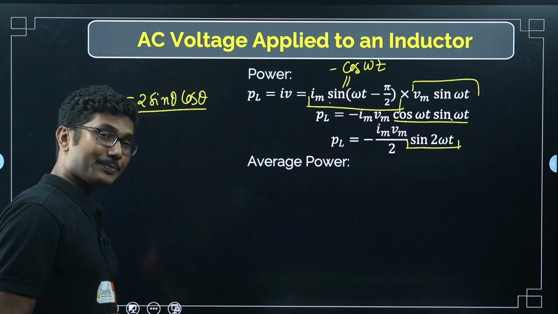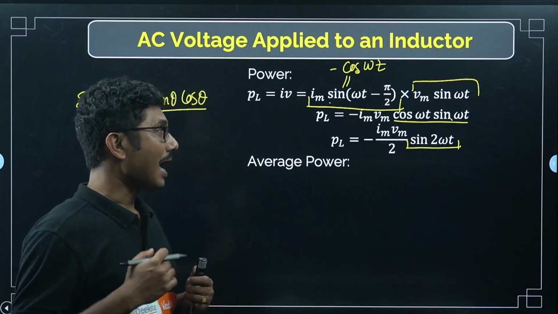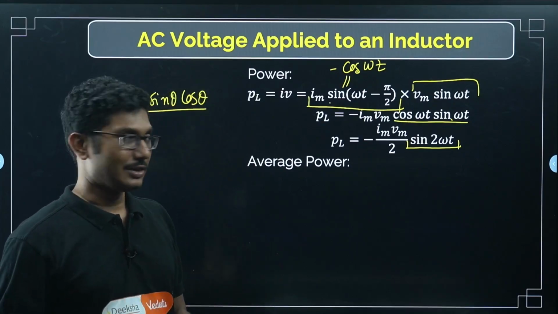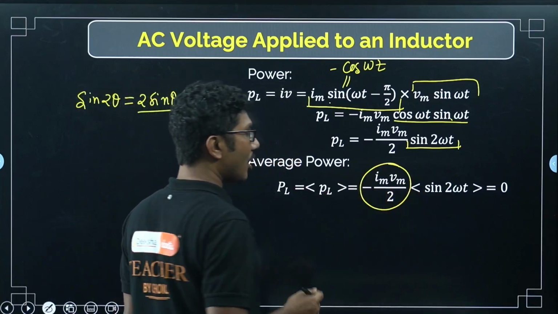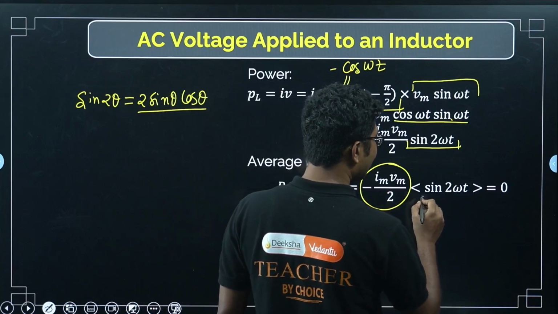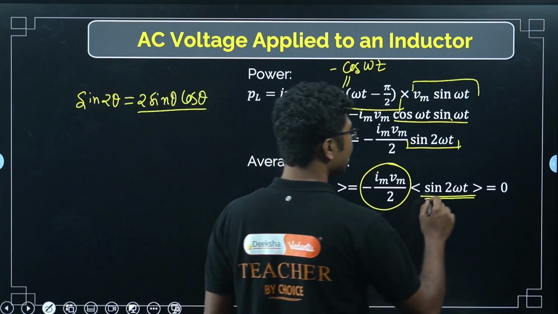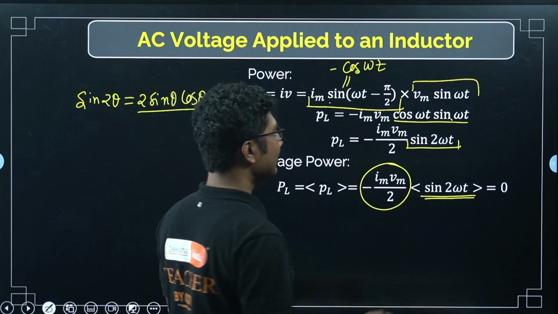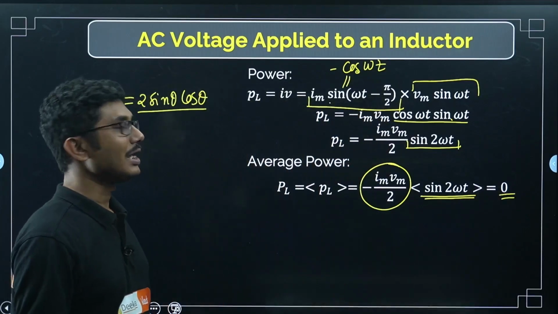Now what is average power? I told you in our previous plot that the average of sin theta is 0. So in this case, this is constant, so it will be out of the average part, and this is the sin theta term. The average of sin theta is 0. So we have written this: the average power consumed by an only inductor, a purely inductive circuit, is 0.